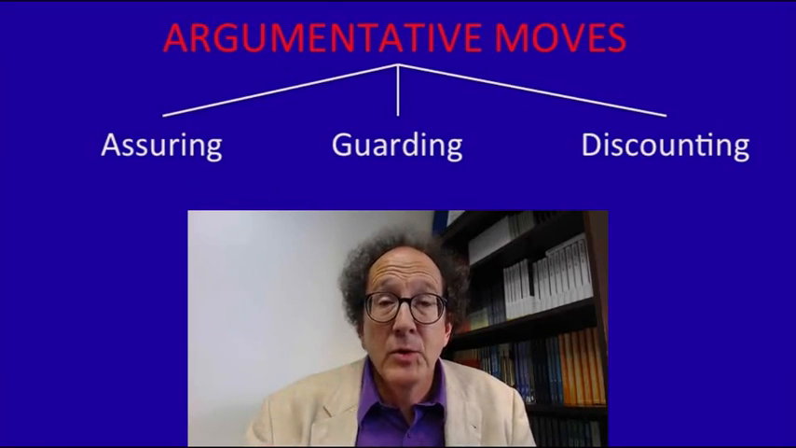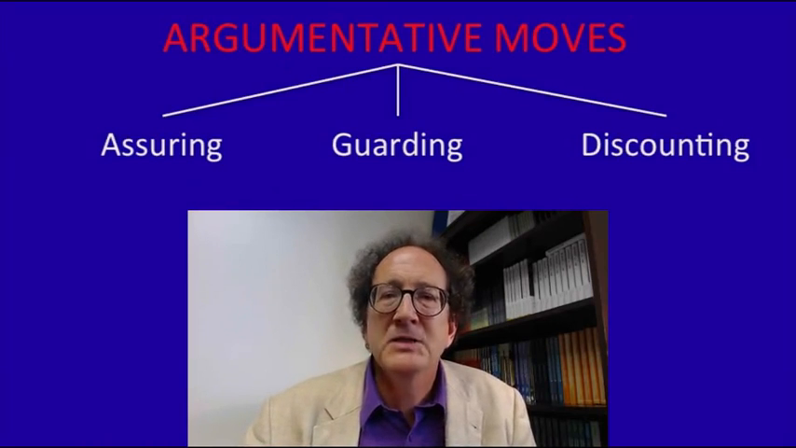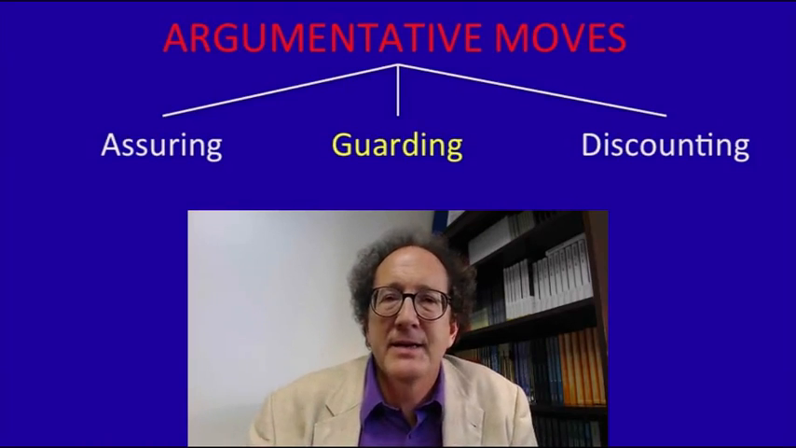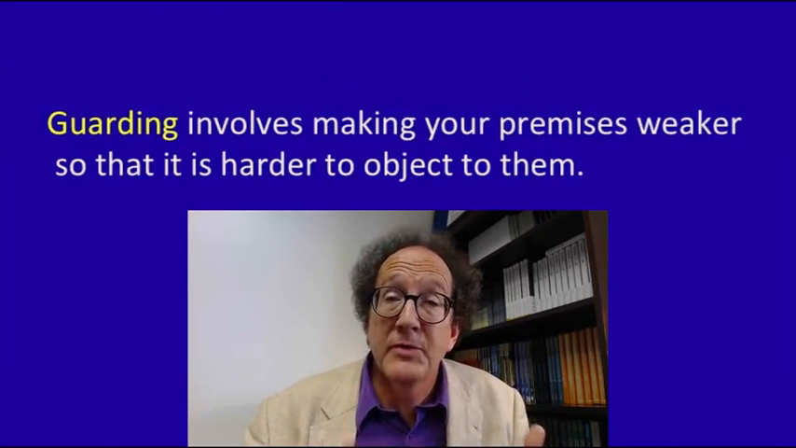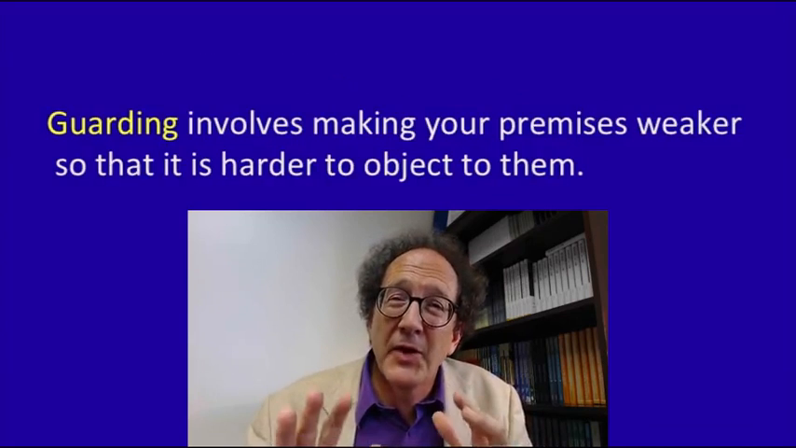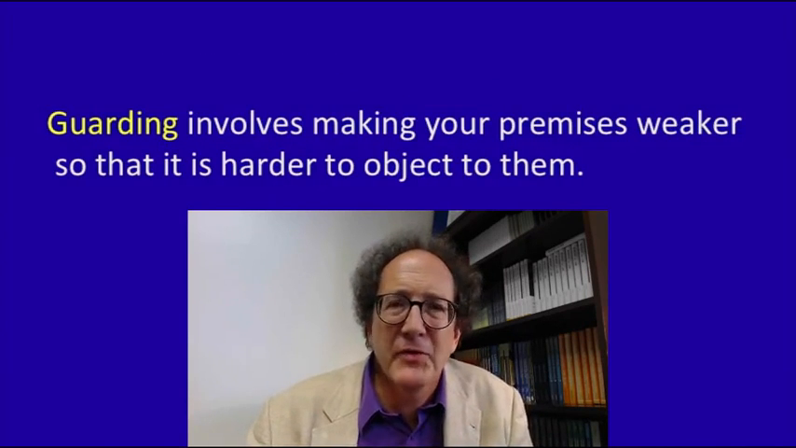The second common move in arguments that's supposed to solve the skeptical regress problem is guarding. The basic idea of guarding is very simple. It's just making the premises of your argument weaker so that there'll be fewer ways in which your opponents can raise trouble for them or show that they're false.